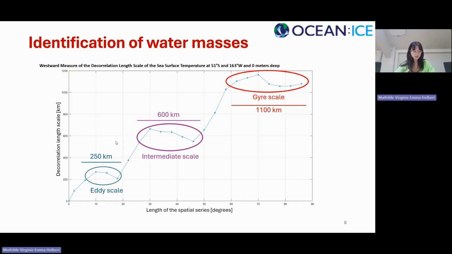From this staircase, we can infer three different categories, which are representative of the size of the sampled structure. We have a first small scale, rather eddy scale, of approximately 250 kilometers wide. Then an intermediate scale of approximately 600 kilometers wide. And finally the gyre scale, which is 1,000+ kilometers wide.